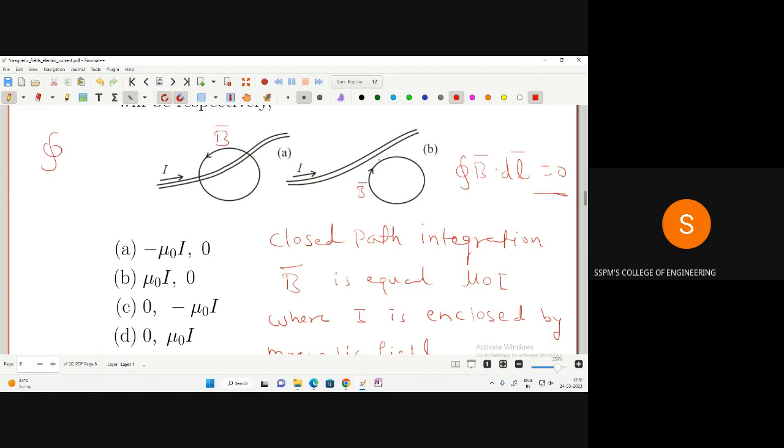Closed path integration of B bar dot dl bar must be equal to either plus or minus mu 0 I. The sign is given according to Fleming's right hand rule.